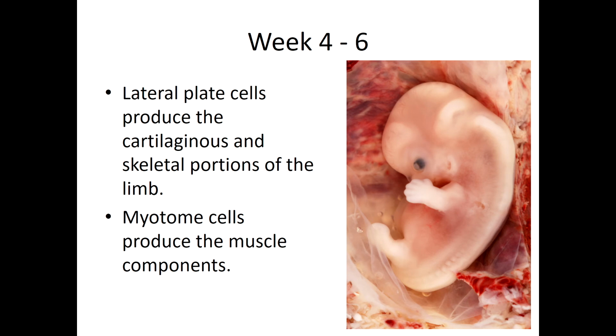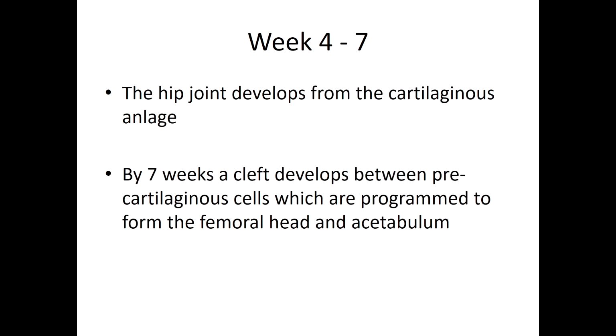And weeks 4 to 6, the lateral plate cells produce the cartilaginous and skeletal portions of the limb, and the myotome cells produce the muscle components. So you can see that the limb buds really form very early in the fetal formation. By week 7, the hip joint develops from the cartilaginous anlage. It develops a cleft between the precartilaginous cells which are programmed to form the femoral head and acetabulum.